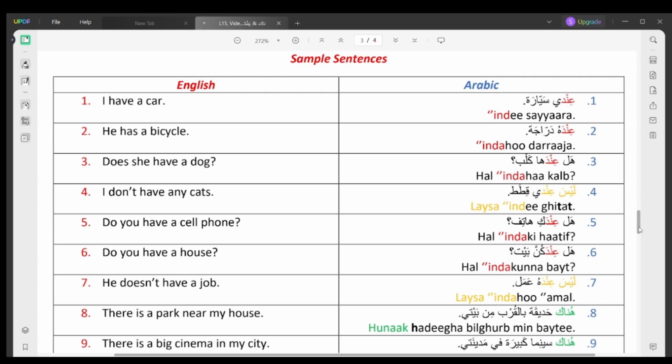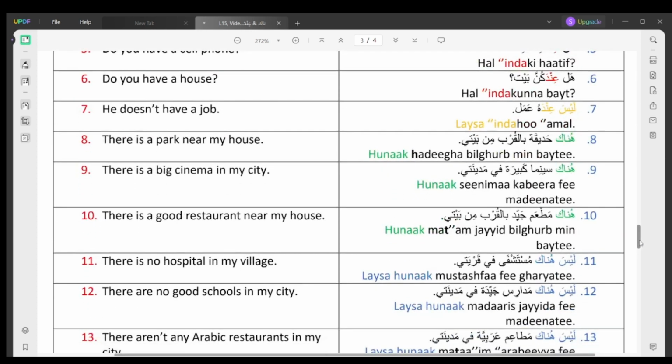Number 5. Do you have a cell phone? هل عندك هاتف؟ Number 6. Do you have a house? هل عندكن بيت؟ Number 7. He doesn't have a job. ليس عنده عمل.